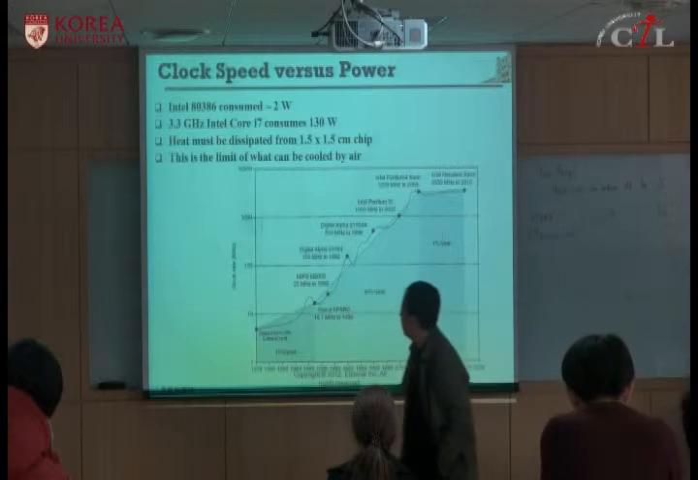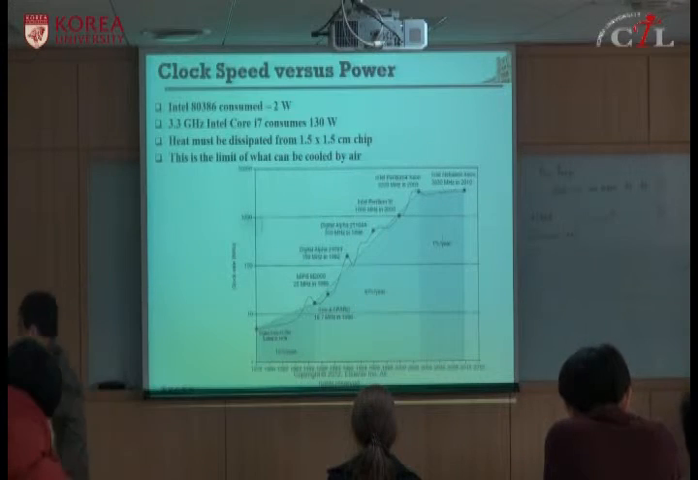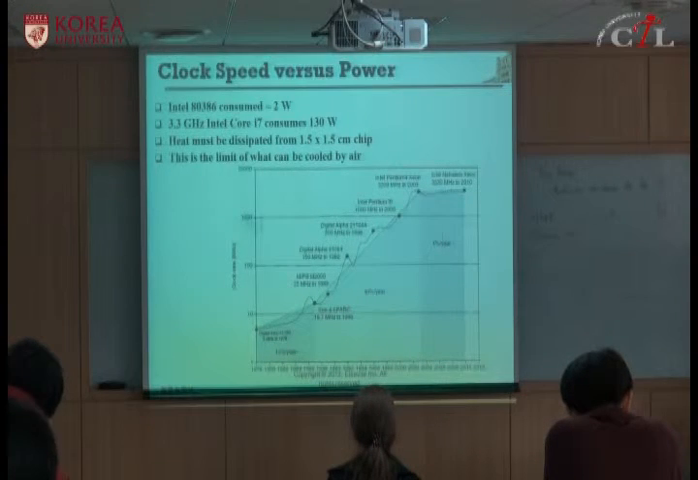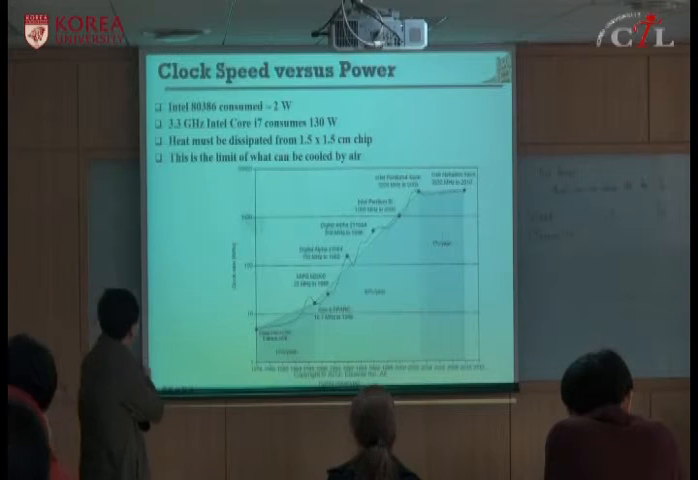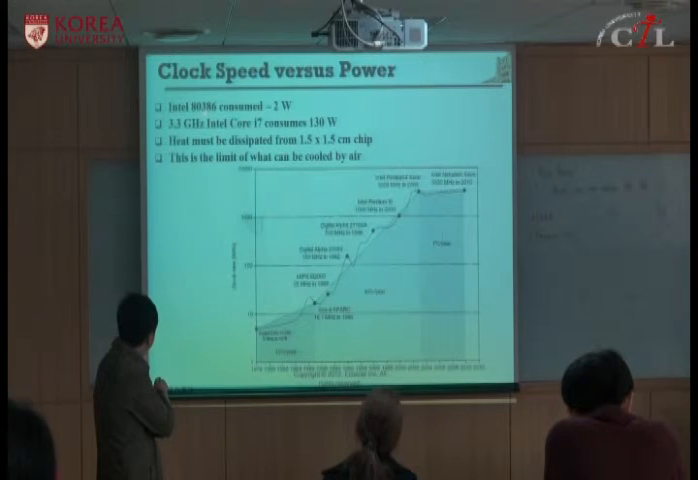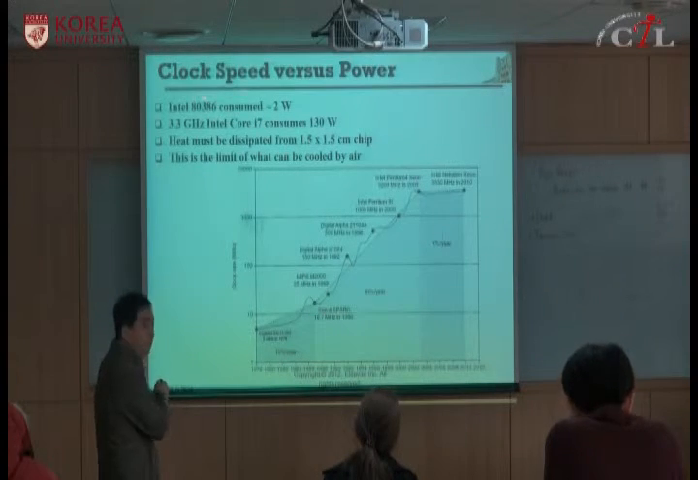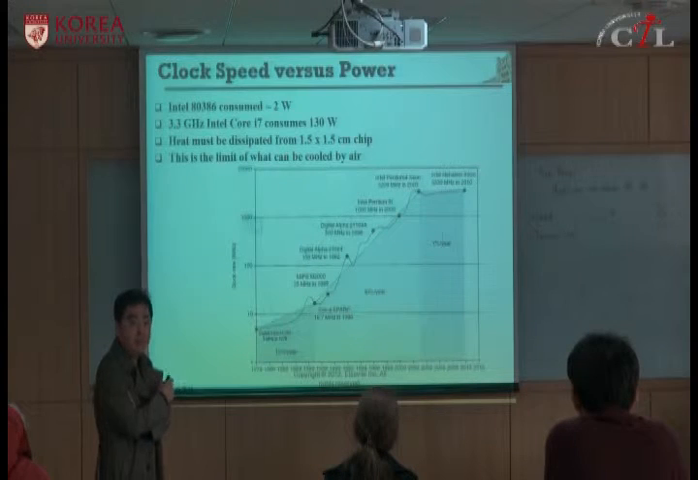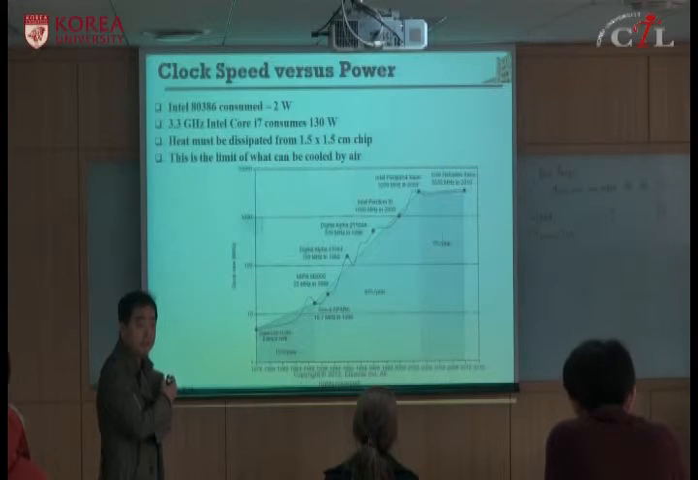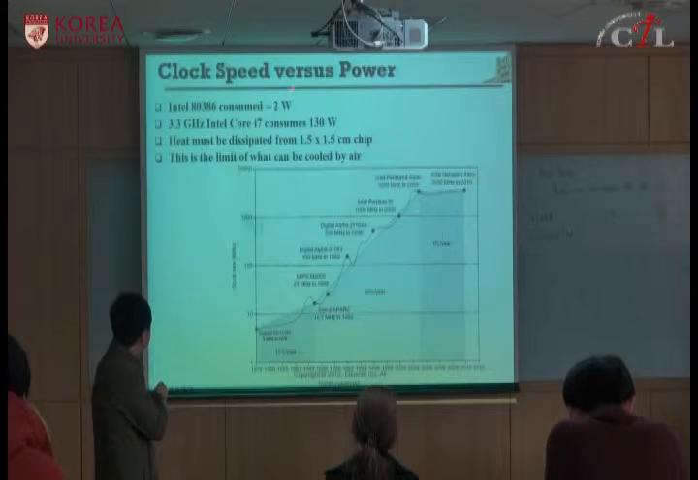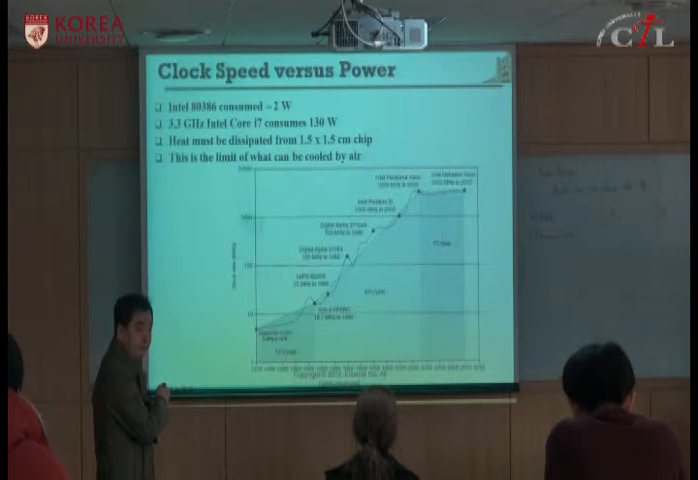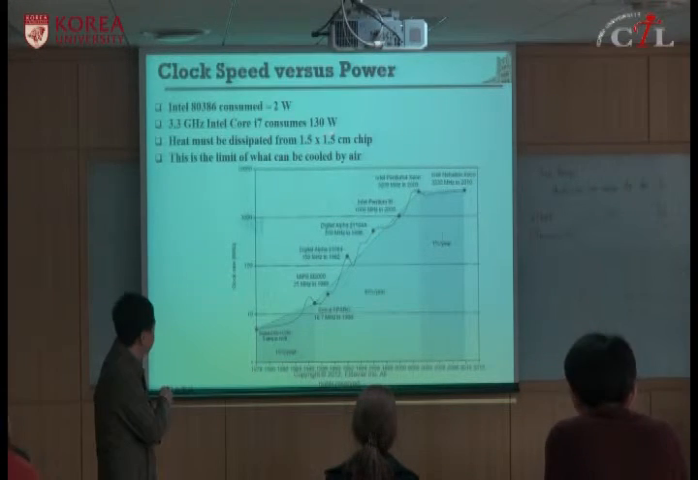Okay. Let's review some of these power dissipation problems. The 386 processor, this was the first implementation of the IA-32 processor, the first generation 32-bit Intel processor, consumes about 2 watts. Recent i7 consumes 130 watts. This is the power limit that can be cooled by air.